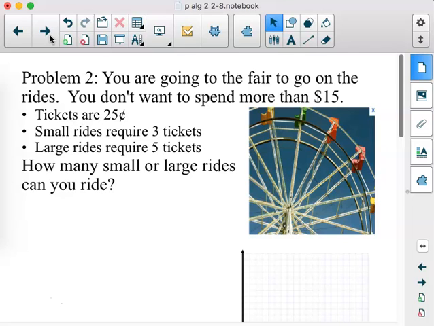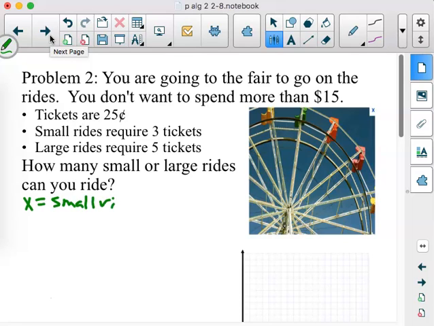Okay. So I started thinking, there's 2 things I don't know, right? I don't know how many small rides I can go on. What else don't I know? How many large rides I can go on. But then I go back to my old fallback, which is, I'm going to find a total in here somewhere. And then I'm just going to reason to figure out how can I get that total. They gave us a total. What was it?